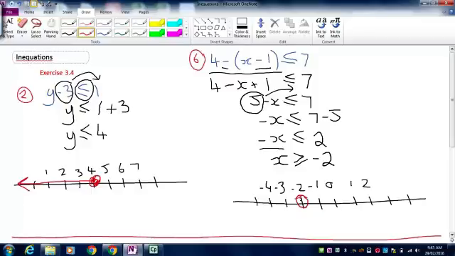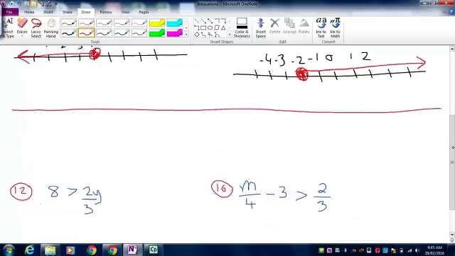Again, because it can be greater than or equal to negative 2, I colour in that circle, and then I need to ensure that the arrow is pointing in the correct direction. So x can take on any value that is larger than or equal to negative 2, and that's how I show it on my number line.